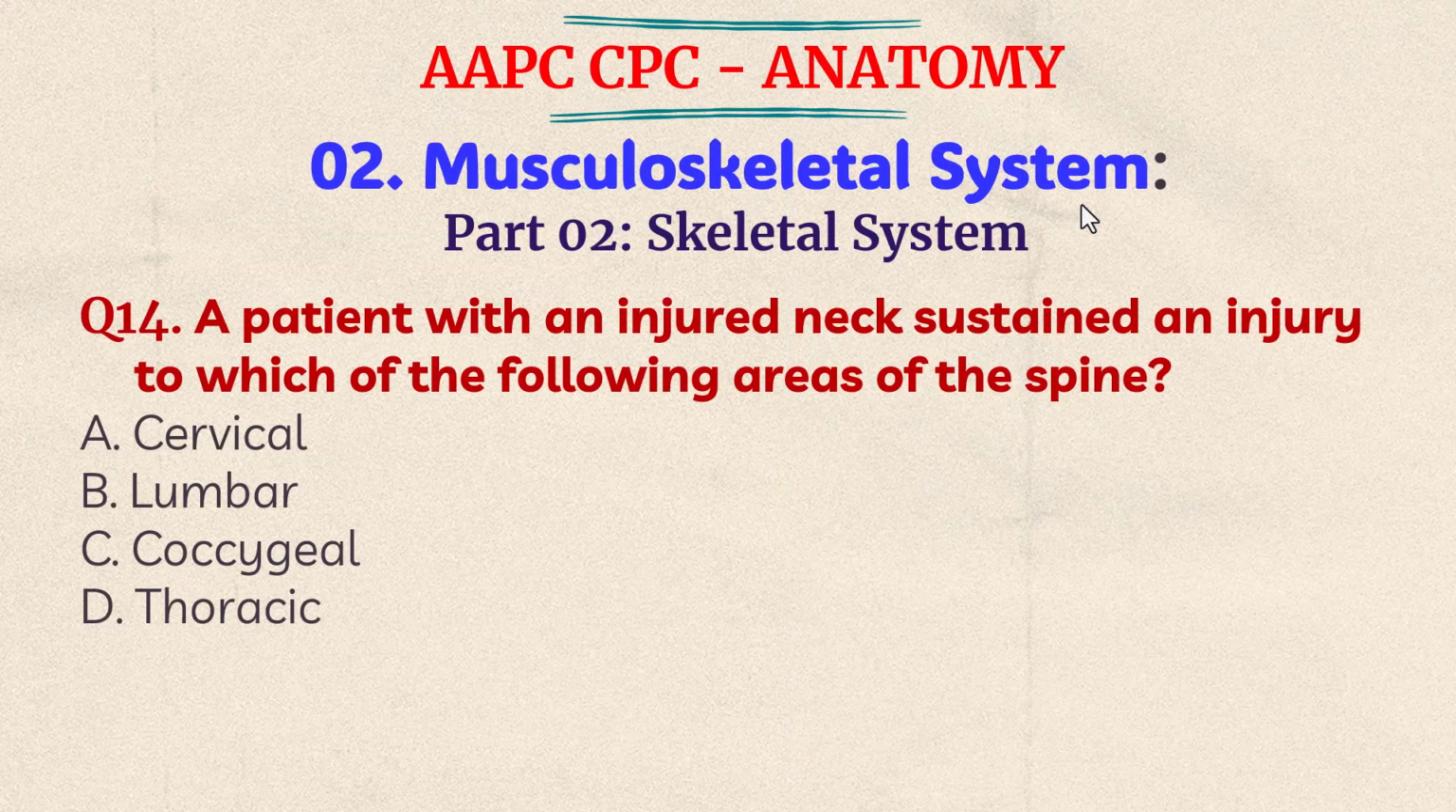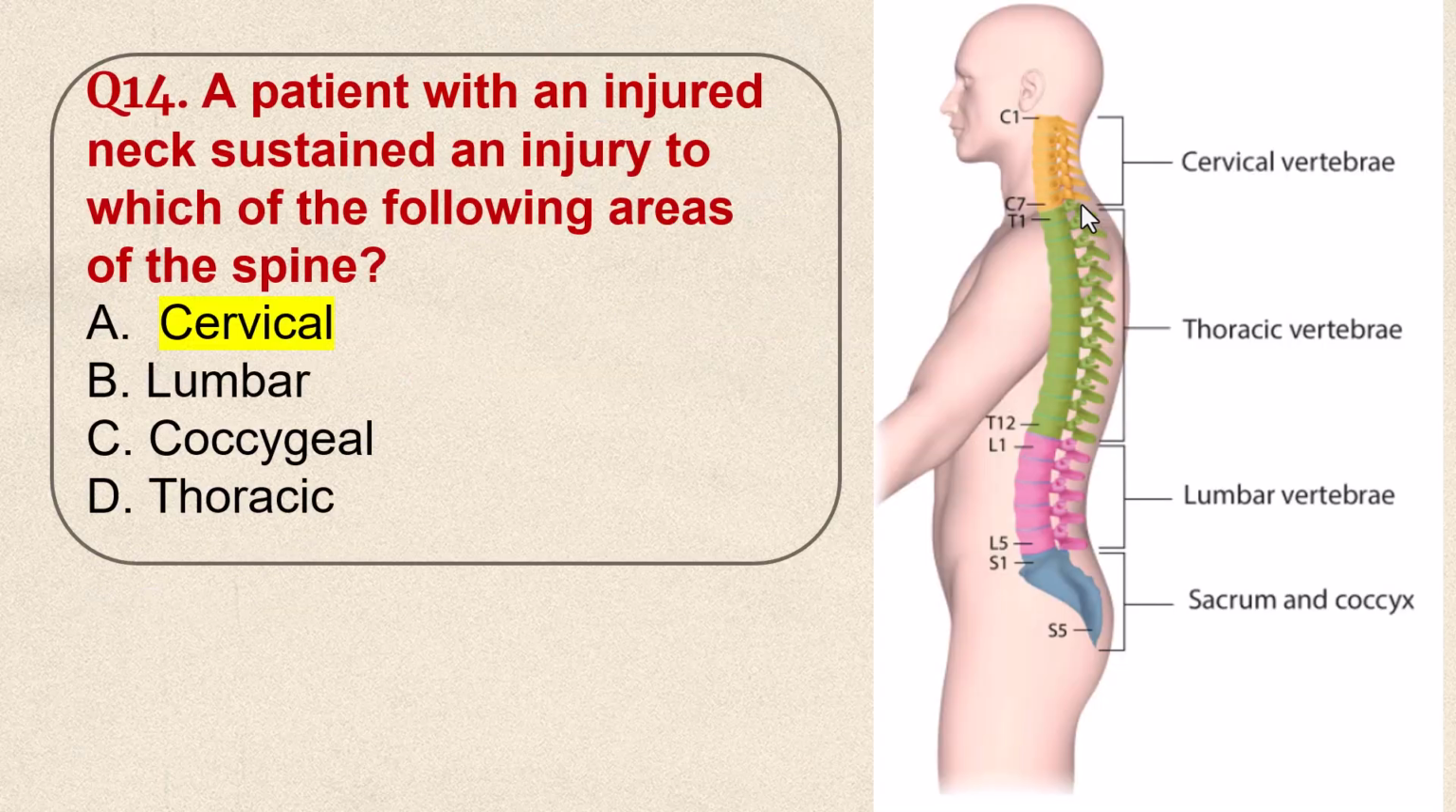Question number 14. A patient with an injured neck sustained an injury to which of the following areas of the spine? A. Cervical. B. Lumbar. C. Coccygeal. D. Thoracic. So it's an easy question. The correct answer is cervical. When you look at the spinal cord, you can see the cervical vertebrae here in the neck area, that is C1 to C7. And the thoracic vertebrae in the thoracic and abdominal region, that is T1 to T12, and the lumbar vertebrae L1 to L5, and the sacrum and coccyx, that is sacrum is S1 to S5, and the coccyx is a single bone.